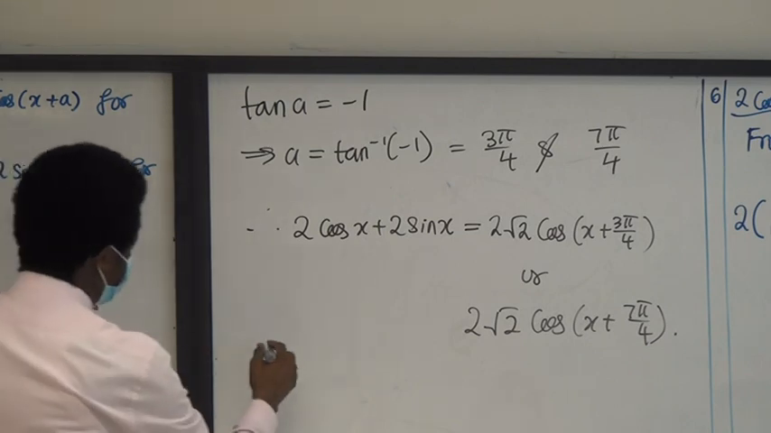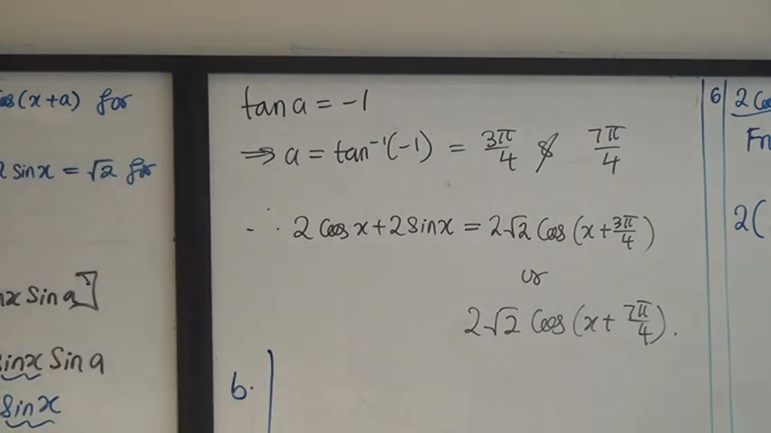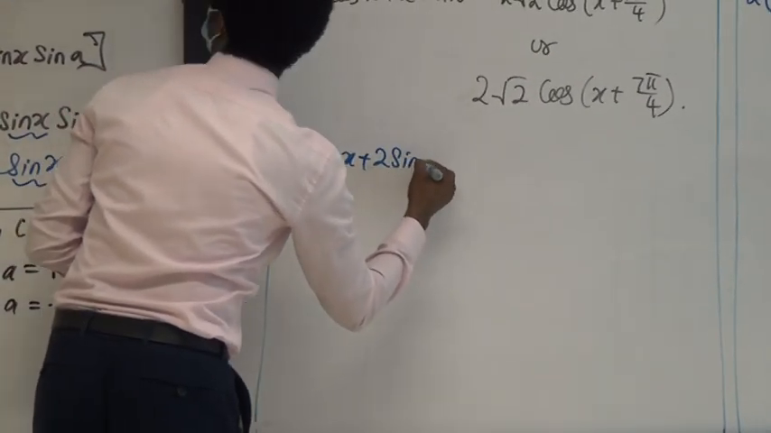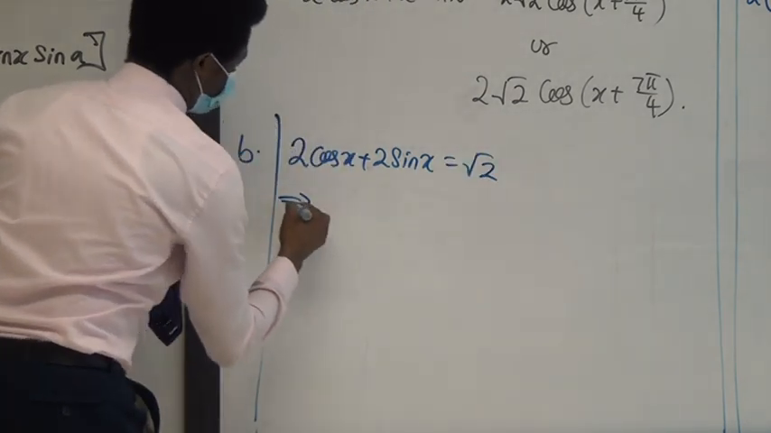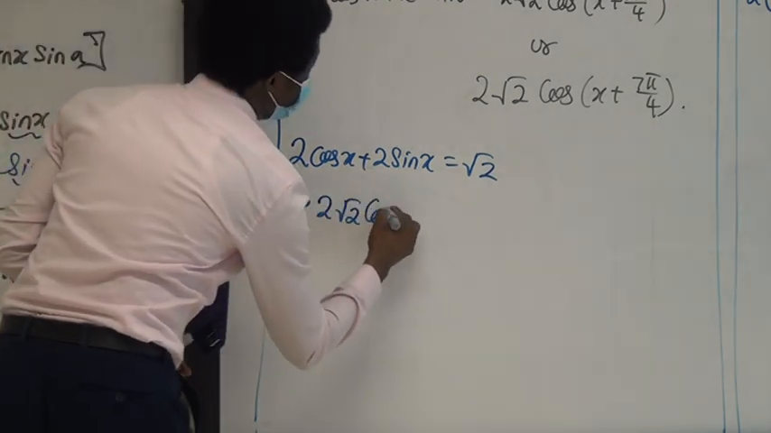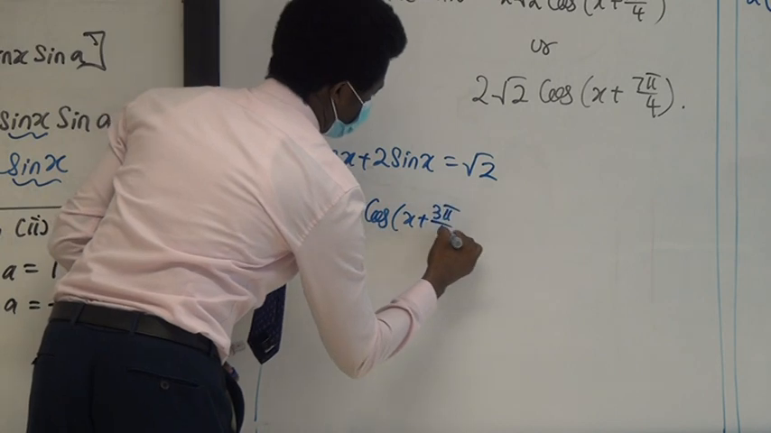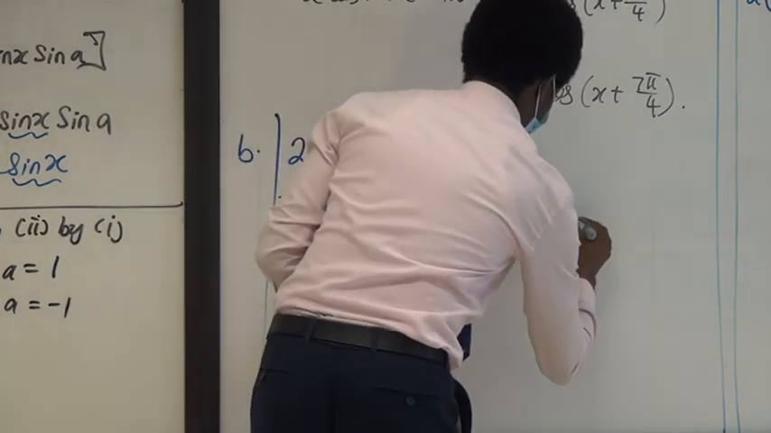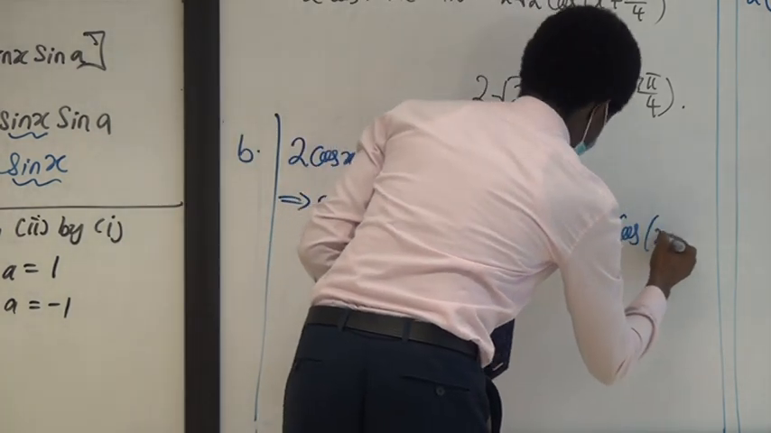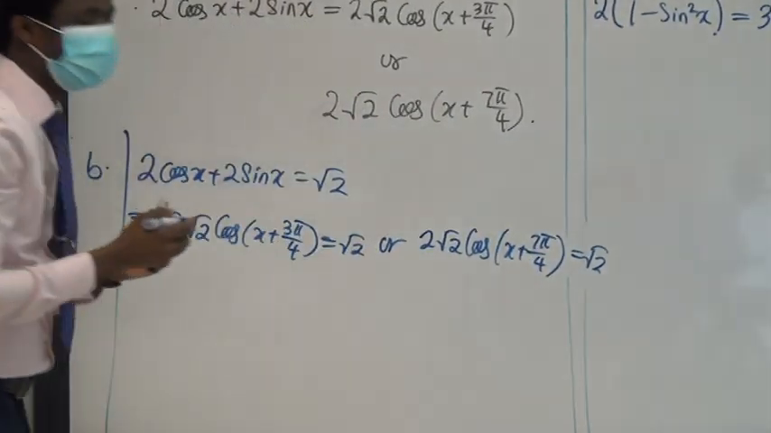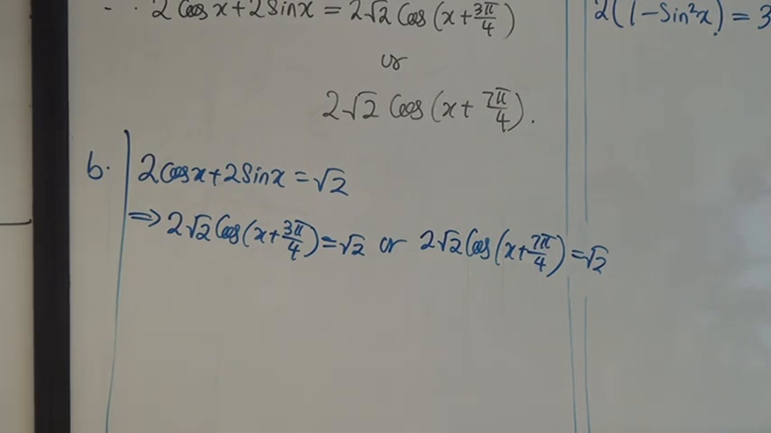When you apply it to the second equation, which I'm not going to do, solving this equation means 2 cos x plus 2 sin x equals root 2. This equation can now be written in two ways. The first will be 2 root 2 cos of x plus 3 pi over 4 equals root 2. The second will be 2 root 2 cos of x plus 7 pi over 4 equals root 2. So now it's more simplified. Of course, you can see root 2 can cross out. That will be 1 over 2.